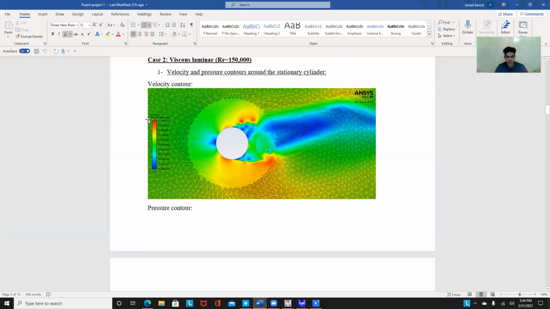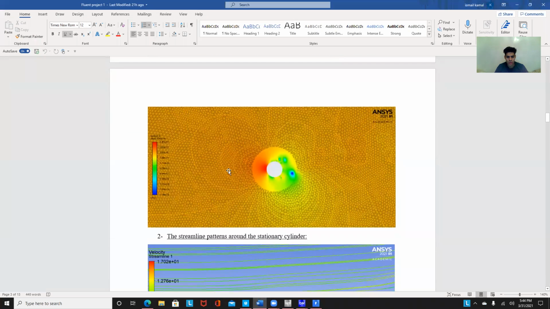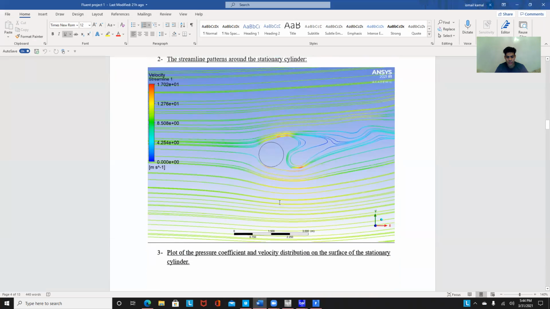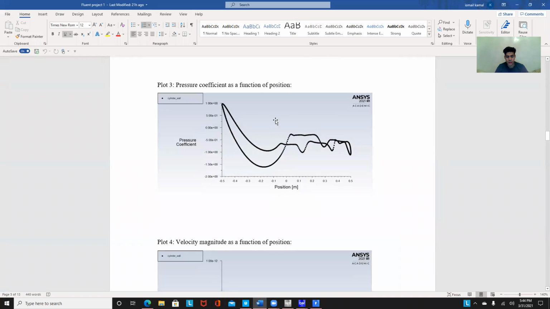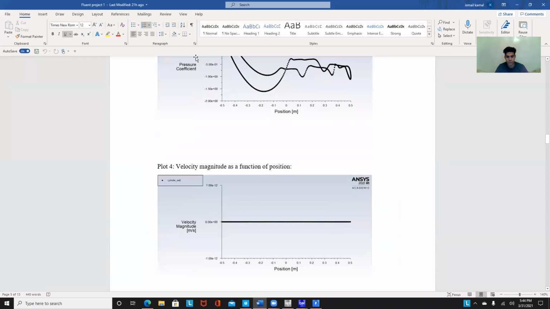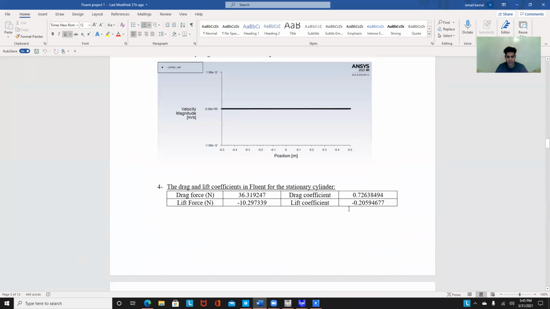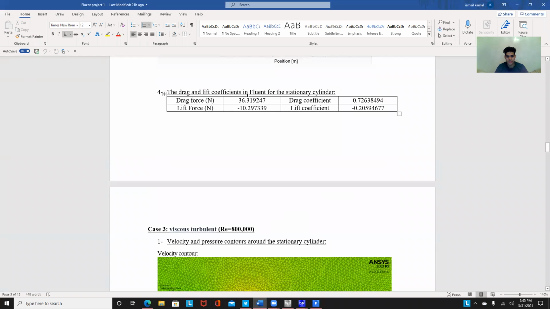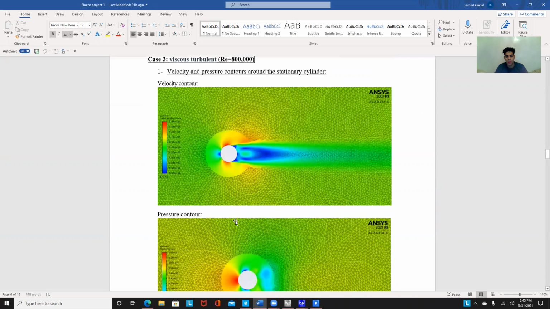Then finally we can get my velocity and pressure contour for this case, the laminar case. I got this velocity contour, this is my pressure contour, this is my streamlines, and finally I got these two plots, pressure coefficient and velocity. The total drag, lift, and drag and lift coefficients, I got them here.